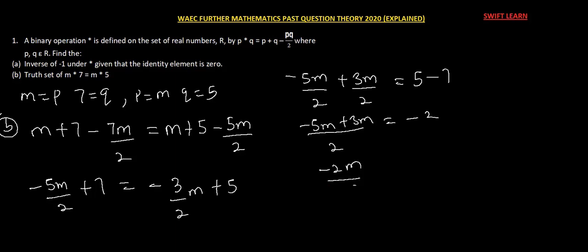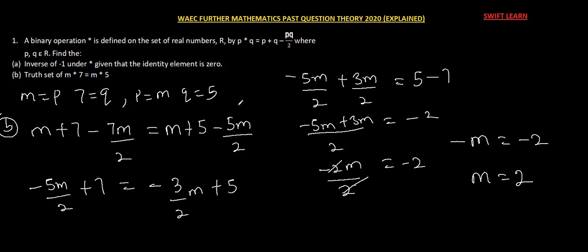Okay, divided by 2 equals minus 2. So this will cancel this. I will have minus m equals minus 2. So when you divide both sides by minus 1, your m will give you what? It will be equal to 2. So this is your final answer.